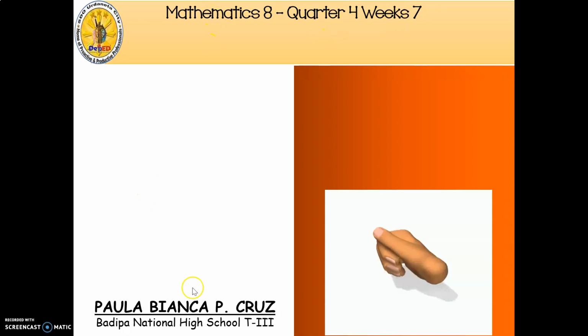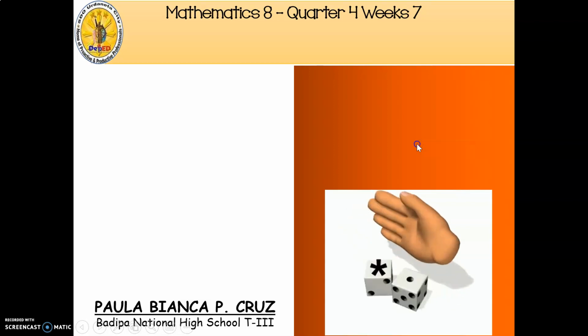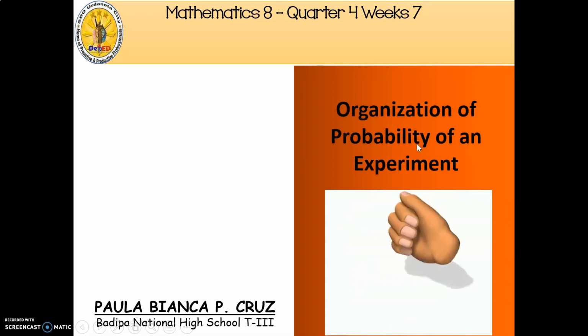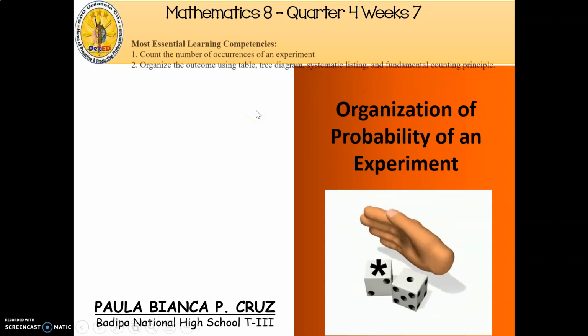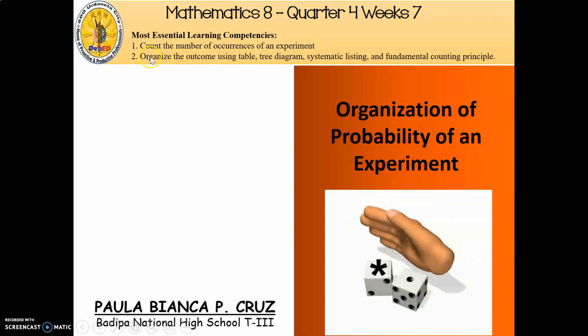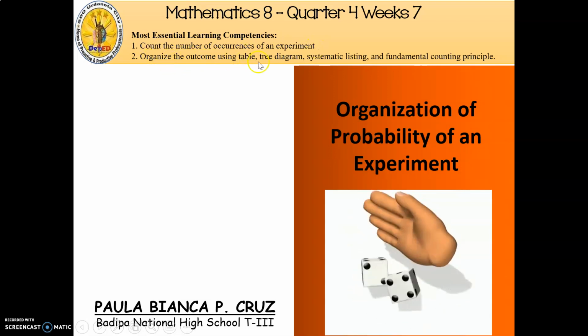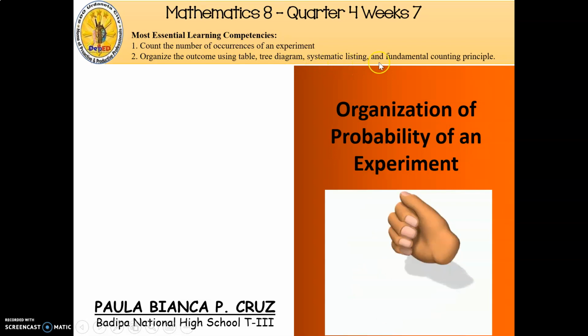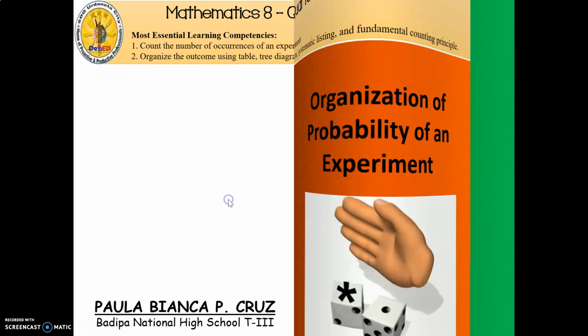This is me again, Teacher Pao, to teach you about the lesson entitled Organization of Probability of an Experiment, with the following most essential learning competencies. You should be able to, number 1, count the number of occurrences of an experiment, and number 2, organize the outcome using table, tree diagram, systematic listing, and fundamental counting principle. Let's get started.